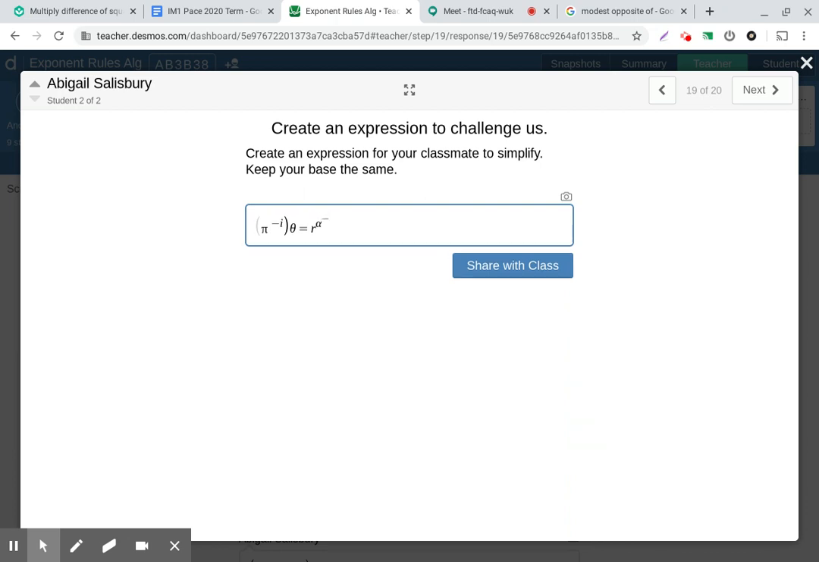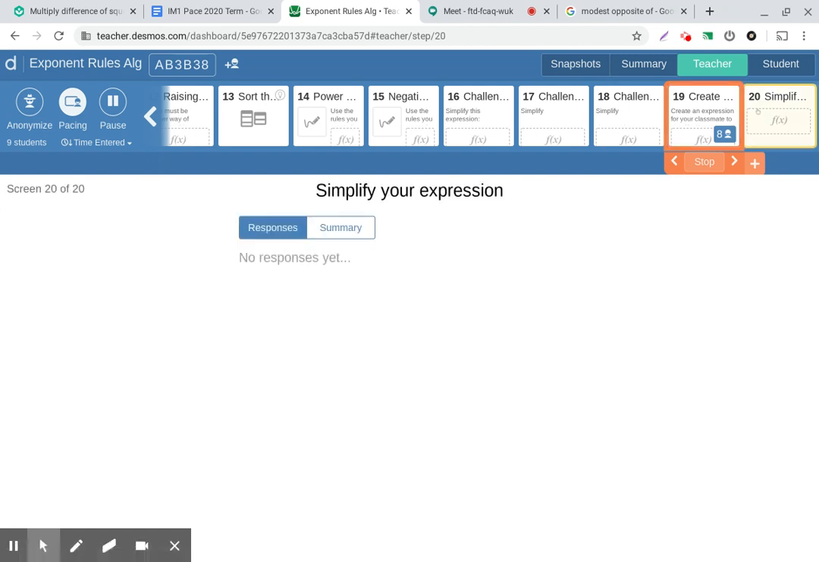All right, let's look at the last one, Abby. Oh, gosh. Simplify. Oh, never mind. You've got to simplify your expression. All right, guys, this is it for today. Great job. So we're over the last one to actually do it.